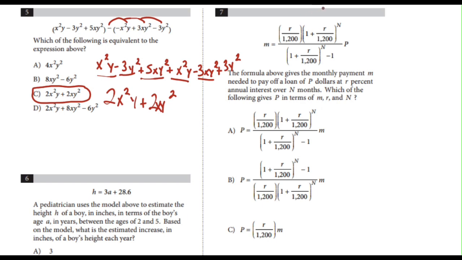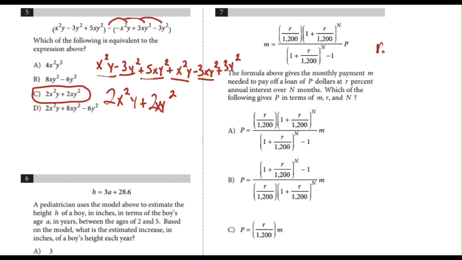For number 7, we have m equals this mess times p. The formula above gives the monthly payment m needed to pay off a loan of p dollars at an annual interest rate r over n months. Which of the following gives p in terms of m, r, and n? If you notice in the question we have m equals all of this times p, and in the answer choices we have p equals all of this times m.